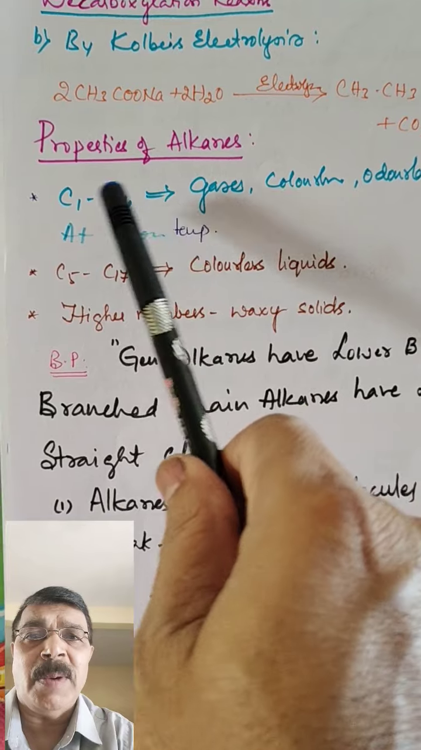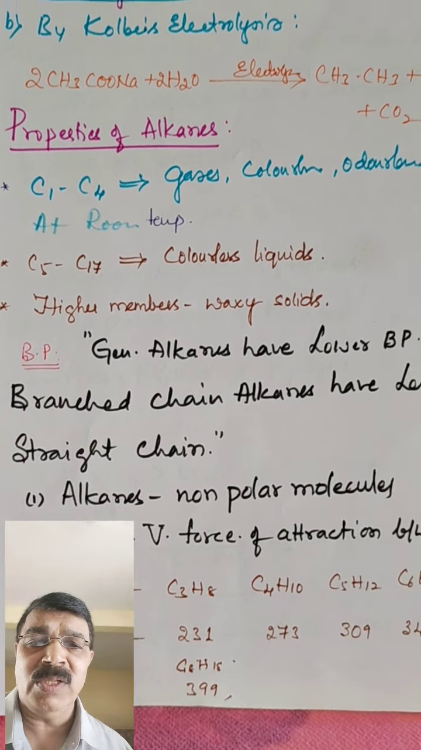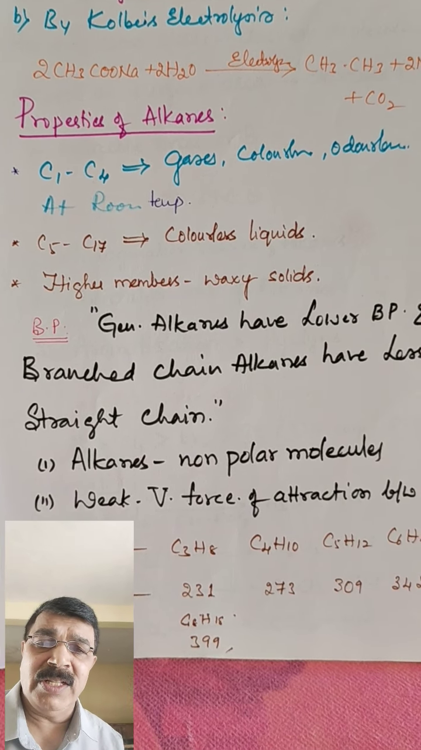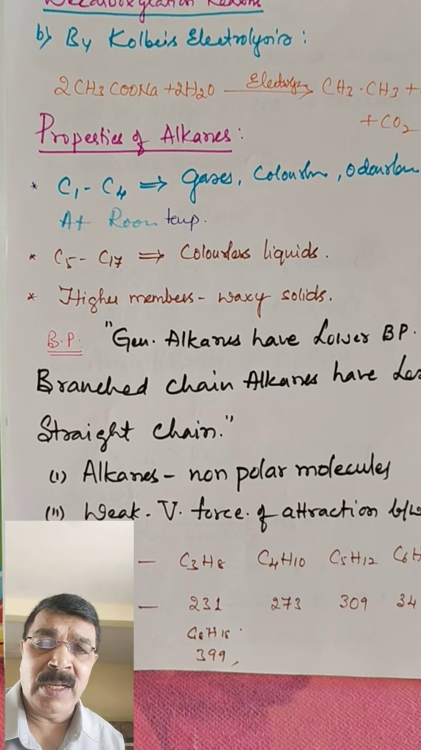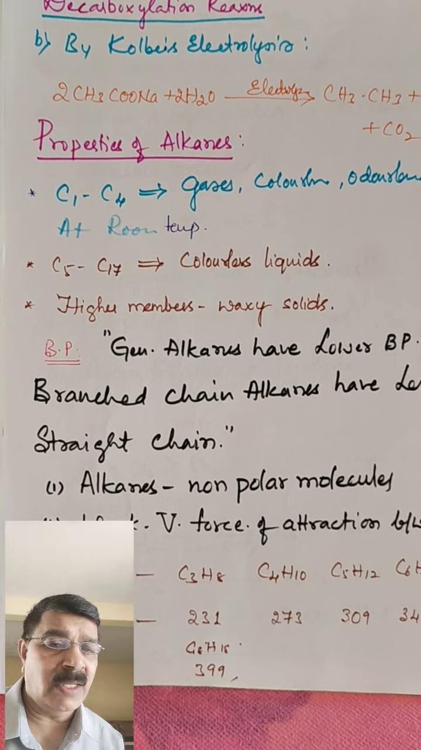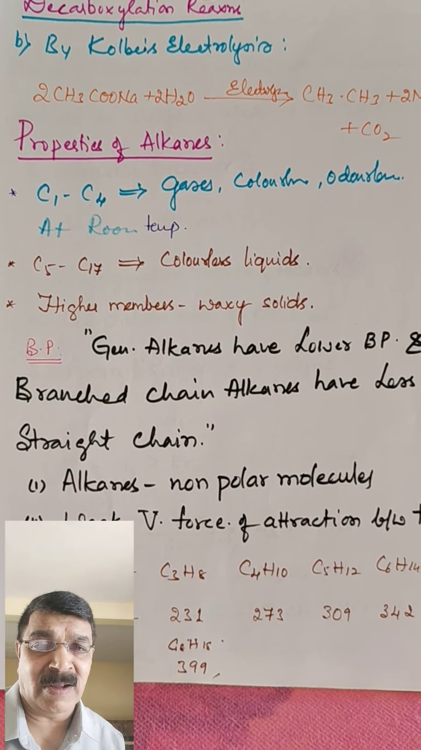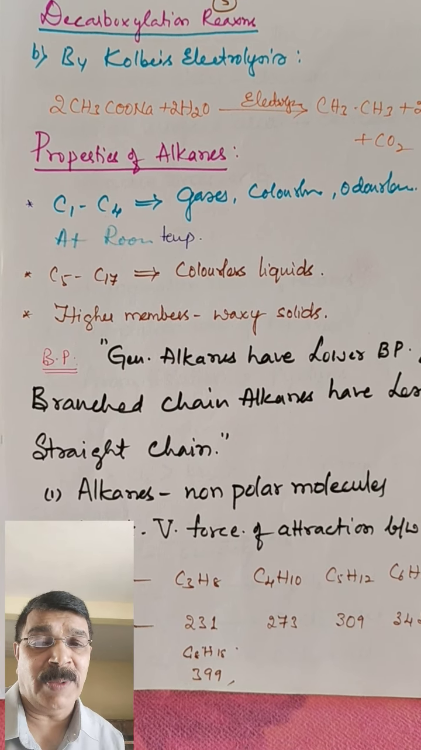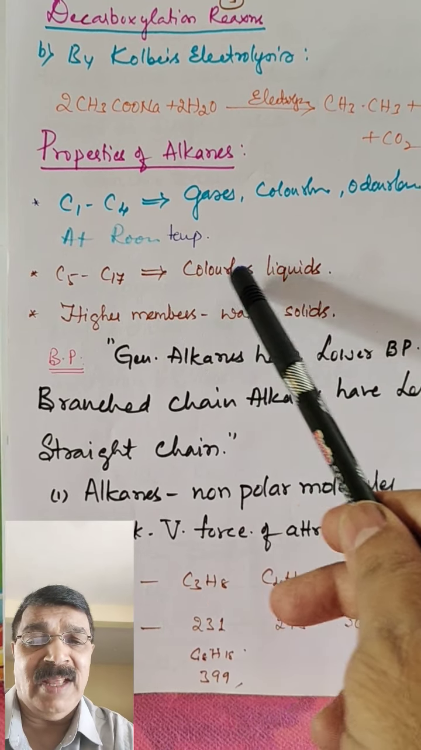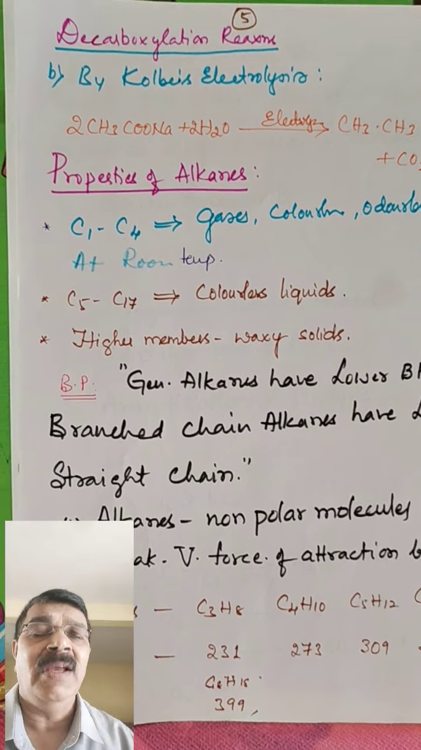So come to the physical properties. From carbon 1 to carbon 4 are gases. They are colorless and odorless. What is colorless? Water is colorless. In chemistry, compounds like sugar are colorless, though they appear white. These gases are colorless and odorless, no smell at all, at room temperature. Again, from C5 to C17, they are colorless liquids. Then higher members are waxy solids. Here is the nature of the alkanes.